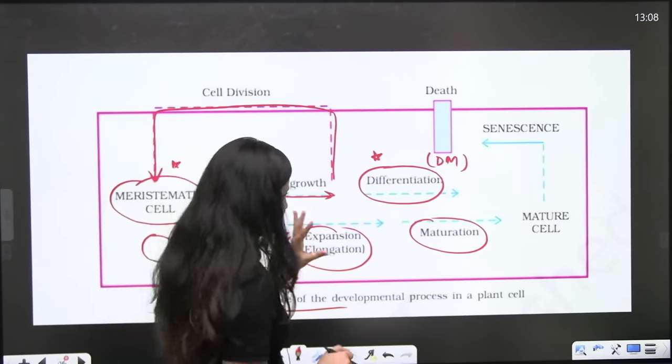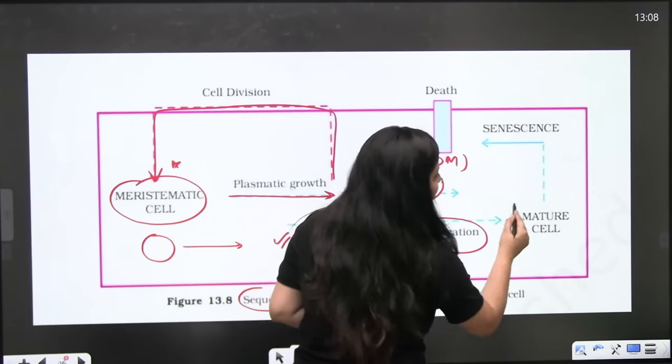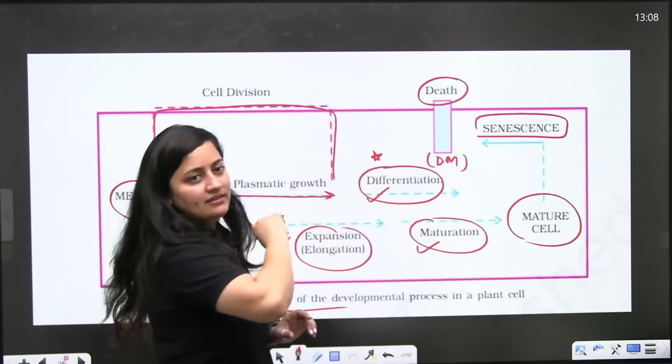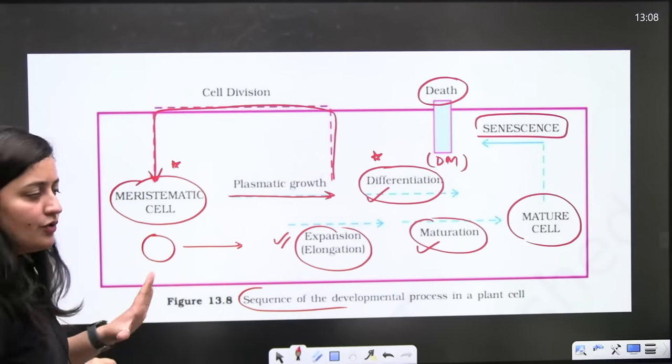Firstly differentiation, then maturation. So expansion, differentiation, maturation, finally the mature cell, which then the aging, the senescence will be there, and finally the death. So that is how you have to remember.